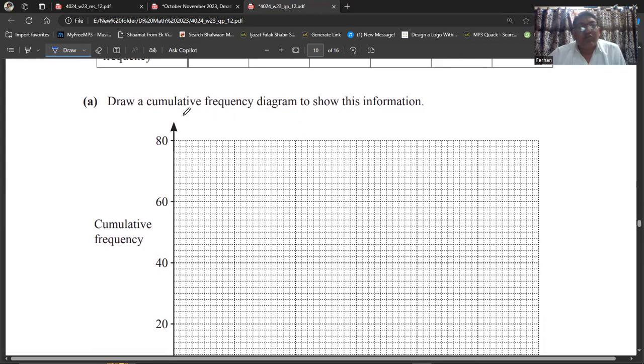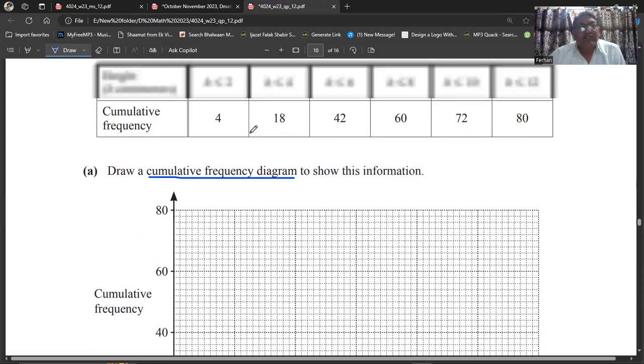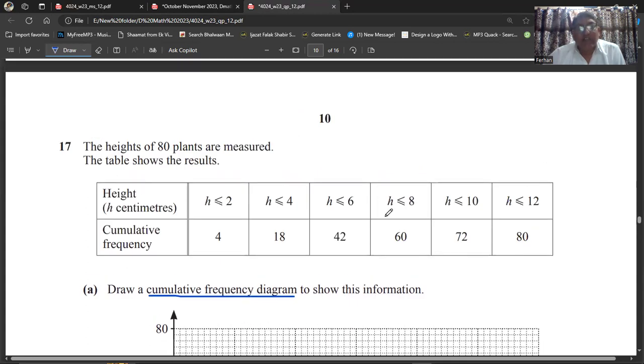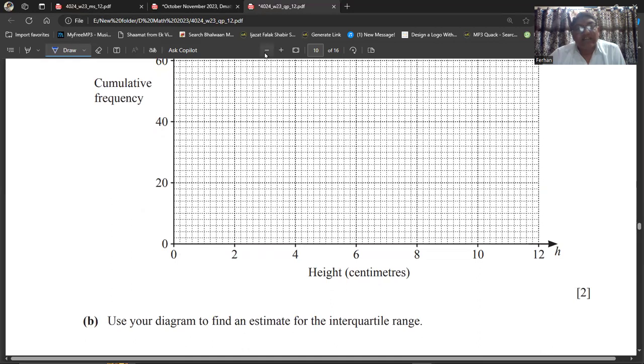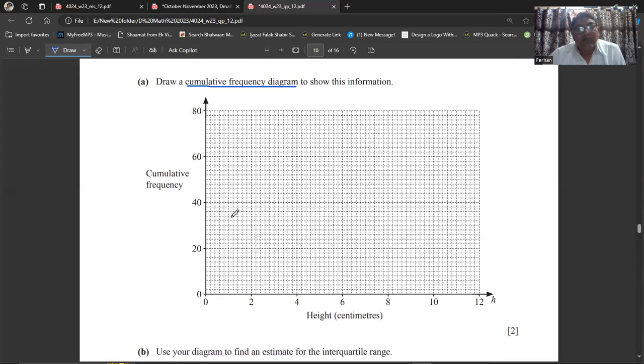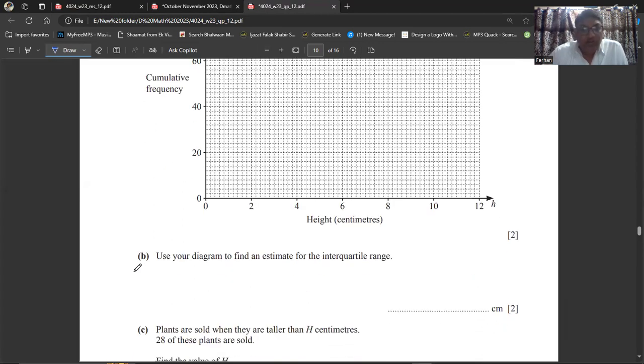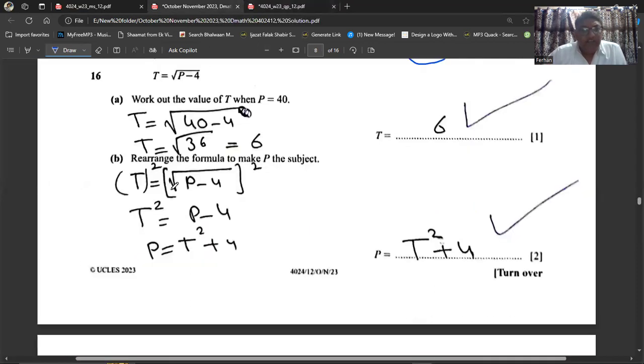Their question is to draw a cumulative frequency diagram. So I will take these heights on the x-axis and the cumulative frequency on the y-axis, and then I will plot a graph. I will put dots and then join the dots with a curve. It's a famous question. And use your diagram to find an estimate for the interquartile range. Okay, so very simple. So let's see.